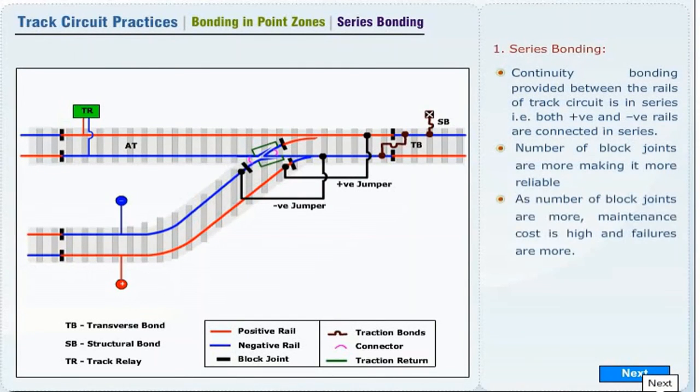Bonding practice in point zones. Series bonding. Continuity bonding provided between the rails of track circuit is in series, that is, both positive and negative rails are connected in series. Number of block joints are more, making it more reliable. As number of block joints are more, maintenance cost is high and failures are more.